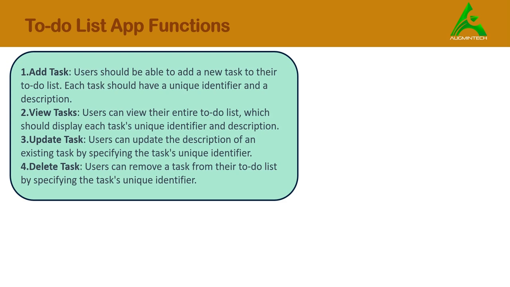And then update task, wherein users can update the description of an existing task by specifying the task's unique identifier. And then lastly, we have delete task, wherein users can remove a task from their to-do list by specifying the task's unique identifier. Now let's hop to Python and see how to code the to-do list using Python. Let's get started.